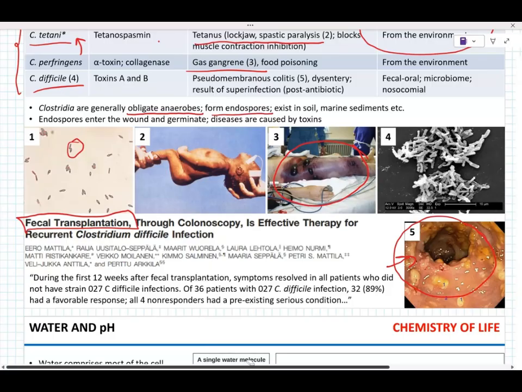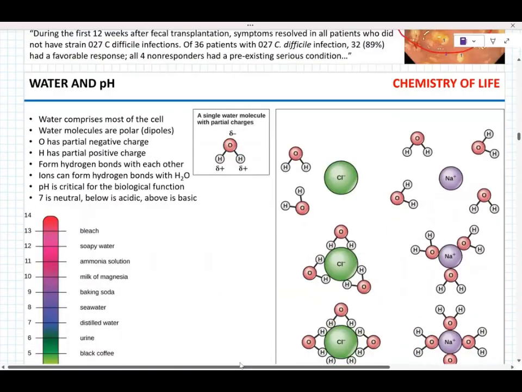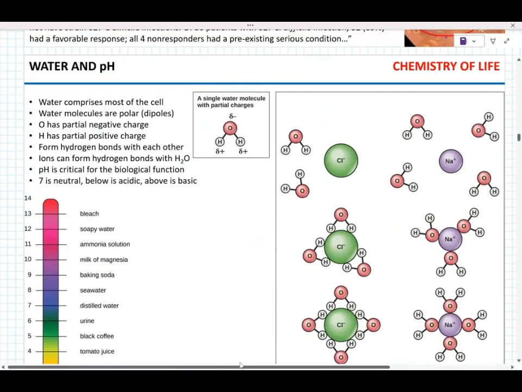Sounds good? So Clostridium difficile is also environmental bacteria. You can find it in the soil, but it mostly resides in the guts of humans and other animals. So treatment for C. diff is fecal transplant for the most part. Now we're going to jump back to a quick review.